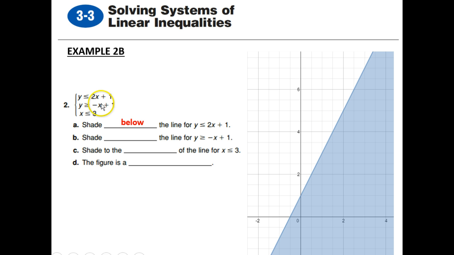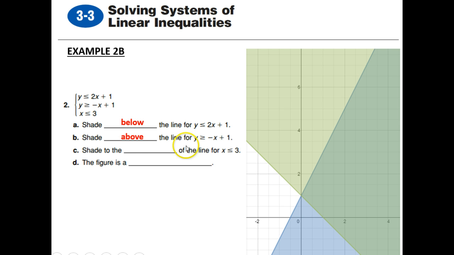The next line is -x plus 1. We're going to go up to 1. We're going to go down 1 over 1, down 1 over 1. Graph that line, but this time we're going to shade above since it's greater than. You can see our solution is in this darker greenish blue area here.